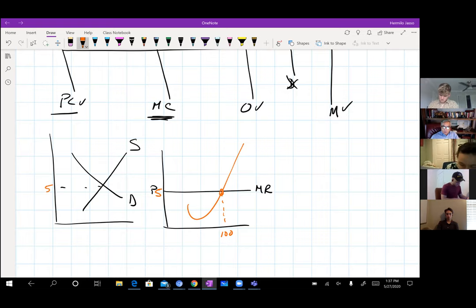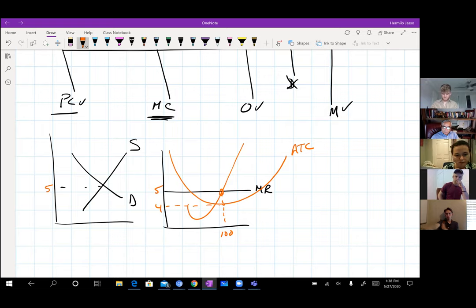What else do we know about these companies? Okay, let me see right here. Is this company making money or losing money? It's making money. Yeah, this company is making money because the average total cost is actually lower than the selling price. But what do we know about this situation? What's going to happen? They're going to continue producing in the short run, but eventually they'll reach normal profit.